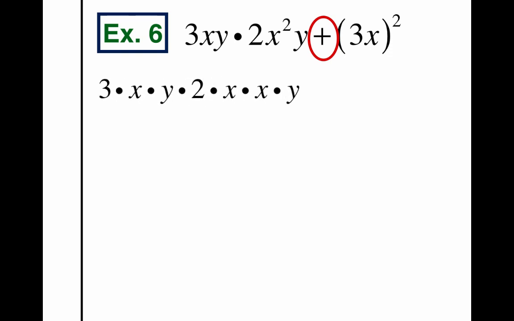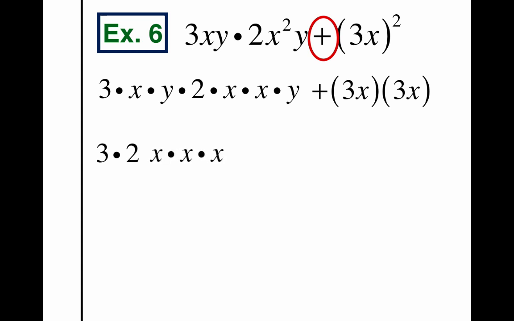So I'm going to pay attention to that when I'm expanding. Now 3xy is just 3xy. And 2x squared is 2x times x, and then a y. So I'm going to break all that out. Plus, I have 3x squared, so that's 3x and 3x. Now I'm going to rearrange. But because of that adding sign, I'm going to kind of keep the left and right separated. So I've got 3 times 2 on the left. I've got x times x times x. I've got y times y. Plus, on the other side, there's 3 times 3 and x times x.